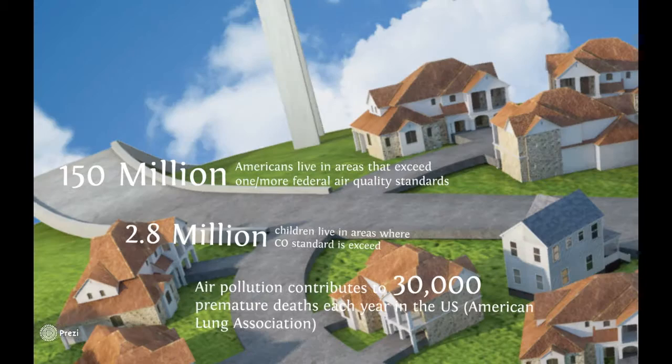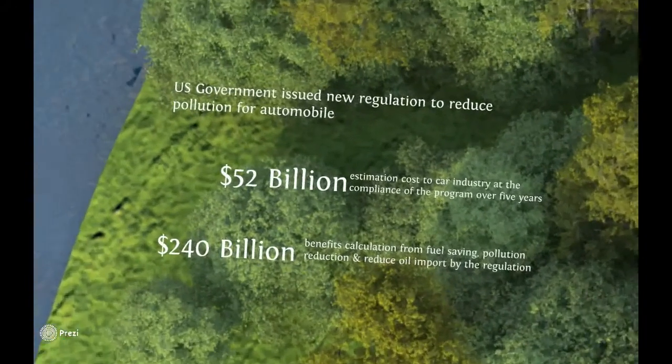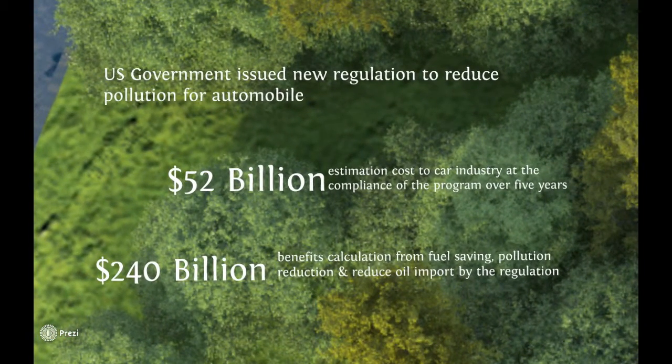Hi! Do you know that 150 million Americans live in areas that exceed one or more federal air quality standards? And out of those 150 million, 2.8 million children live in areas where the CO standard is still steep. Based on the American Lung Association, air pollution contributes to 30,000 premature deaths each year in the US. And in 2010, the US government issued a new regulation to reduce pollution for automobiles.